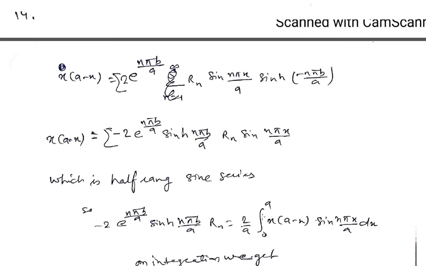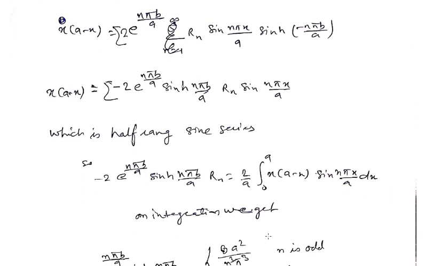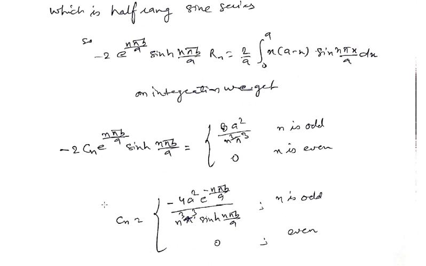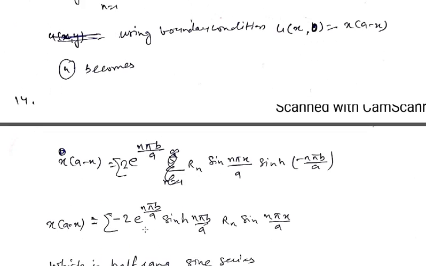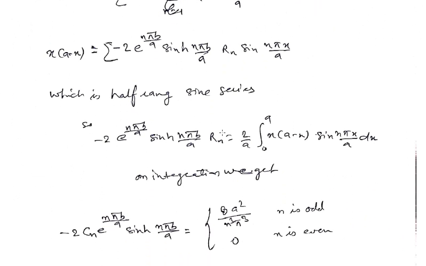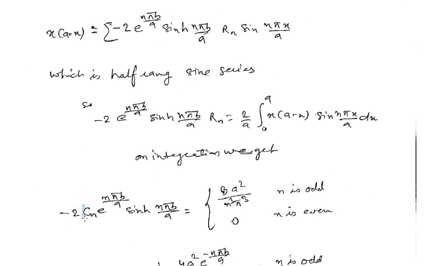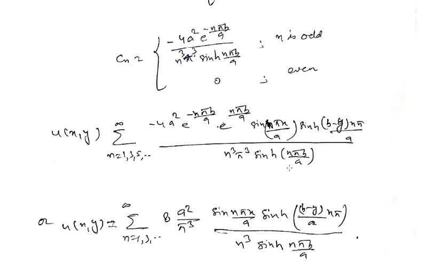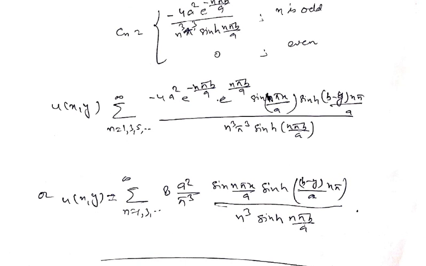Now to find the value of this integration, we apply the by parts rule and obtain the value of this integration, which is equals to 8a square upon n cube pi cube when n is odd, and when n is even, it becomes 0. So from this equation we can obtain the value of bn, which is given by this. Now we will put the value of bn in equation number 4. Sorry, this is bn, not cn. So putting this value of bn in equation number 4, we get equation 4 in this form. Hence this is the final solution of the given problem.